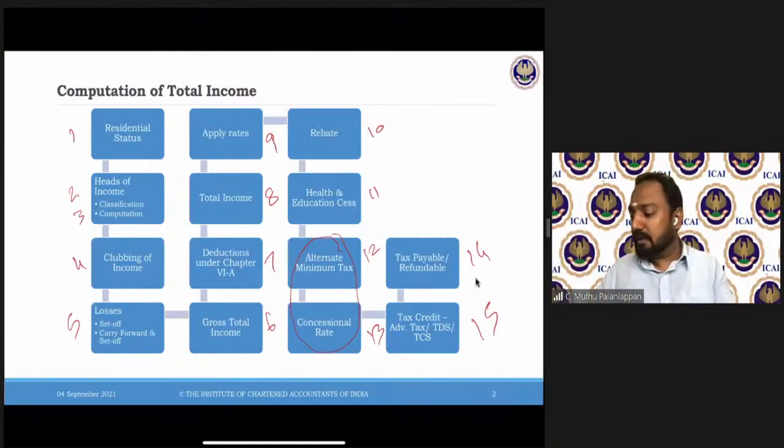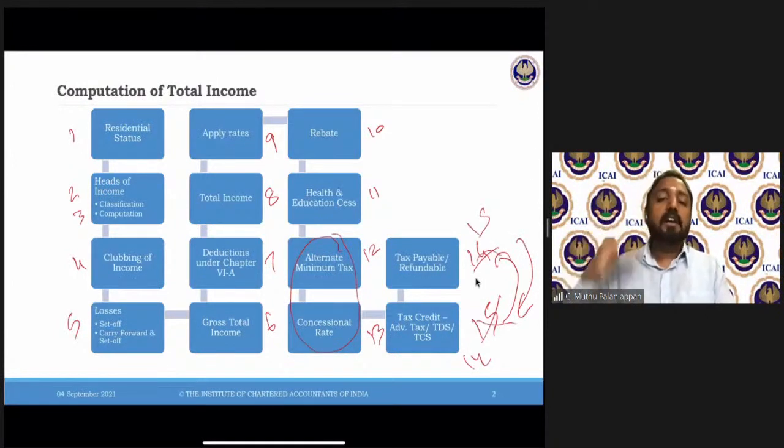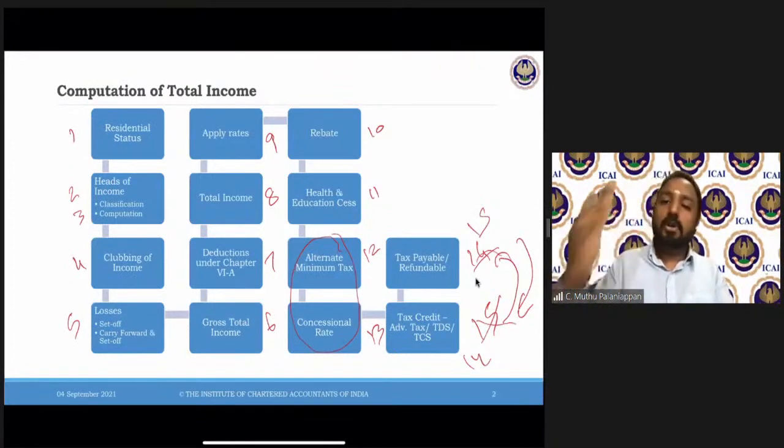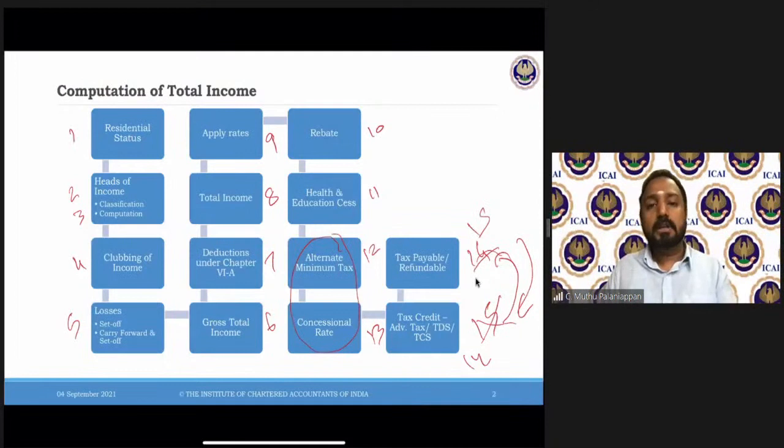After this, I'm sorry for the numbering error here. So this is 14, and this is 15. So you adjust for the tax credit. Finally, the net amount is what? Payable to the government or refundable by the government. So you determine the tax credit that you need to adjust, and whatever is the final amount, you finally pay it to the government, or the assessee is due to receive it from the government. So these are the 15 steps that need to be considered while doing the computation.